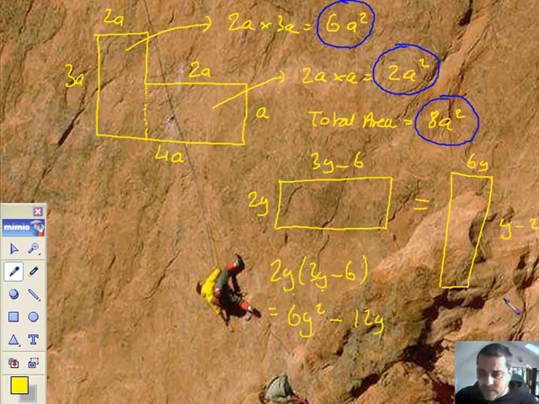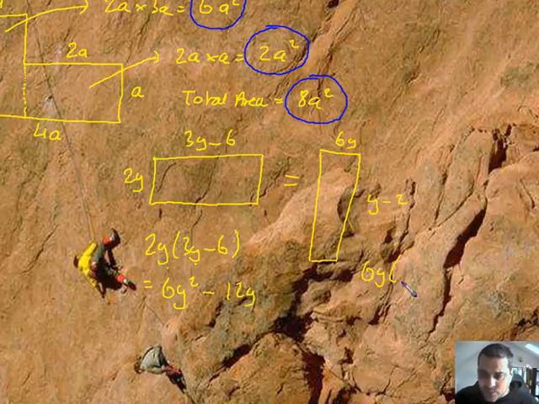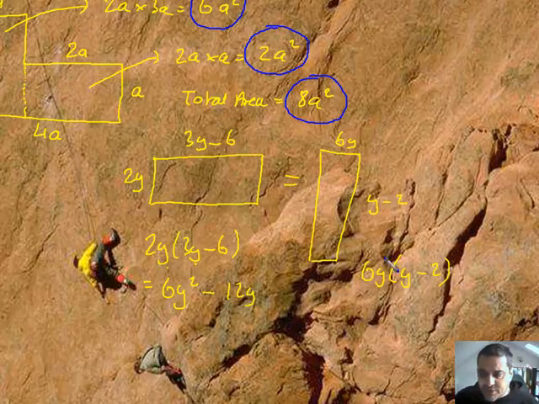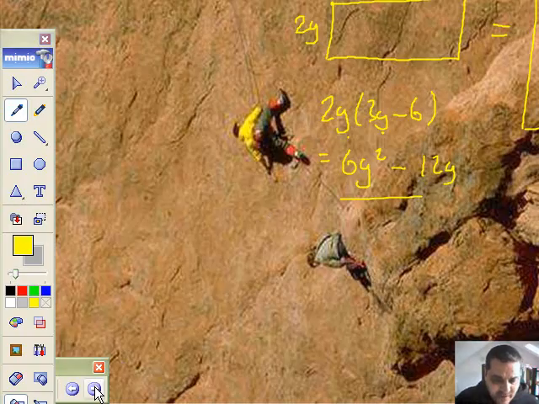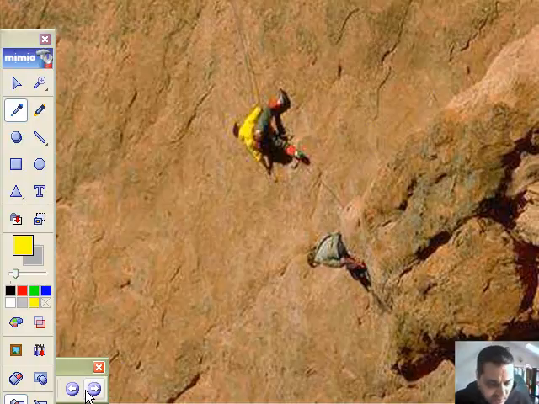Now next one, do it over here. I've got 6y multiplied by y minus 2. 6y times y is going to be 6y squared, and 6y times 2 is going to be minus 12y. Proven, same, no problemo. I'll do a bit of question 9, then I'll stop because I suspect this video is getting a little bit long.